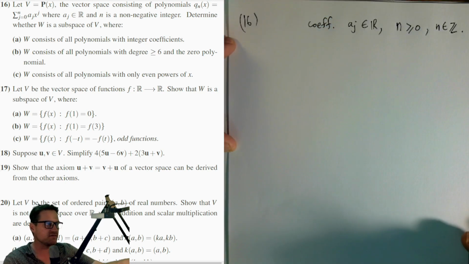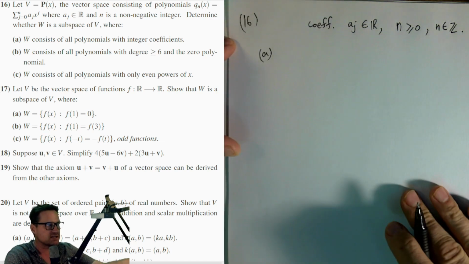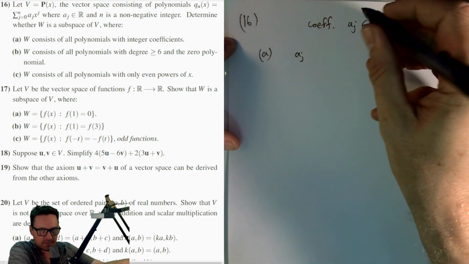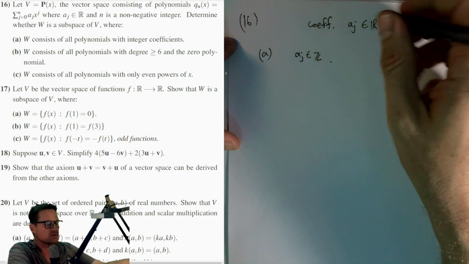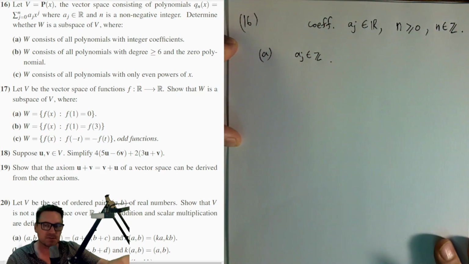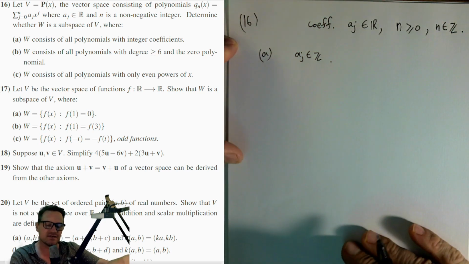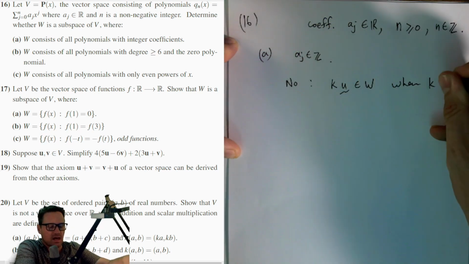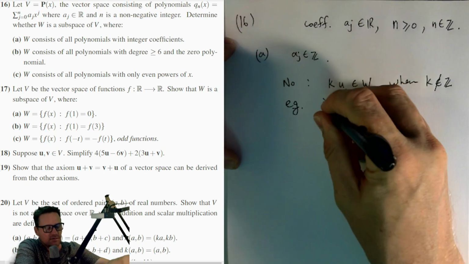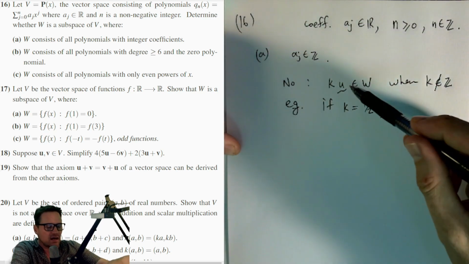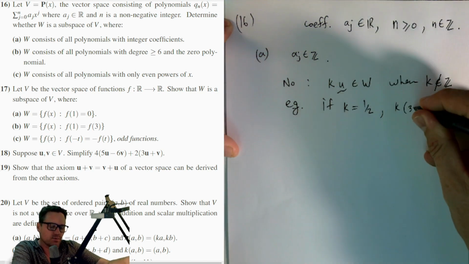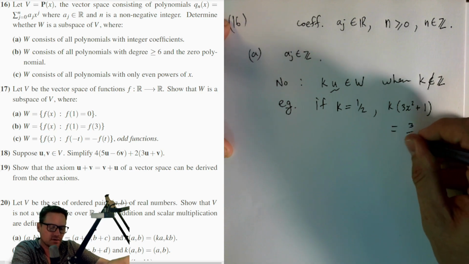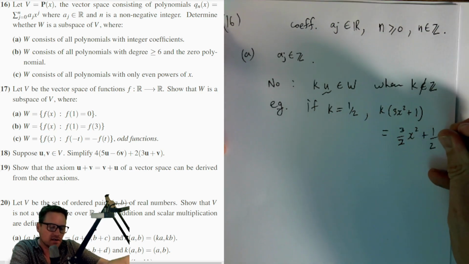Is W a subspace of V, where in part A, W consists of all polynomials with integer coefficients. So in part A, the a subscript j are integers. Okay, so does this W form a subspace of V? And so the answer to this is no, because K times U is not an element of W when K is not an integer. For example, if K is equal to 1/2, and we take a polynomial U, say 3x squared plus 1, then this would be 3 over 2 x squared plus 1/2, which is not in W.